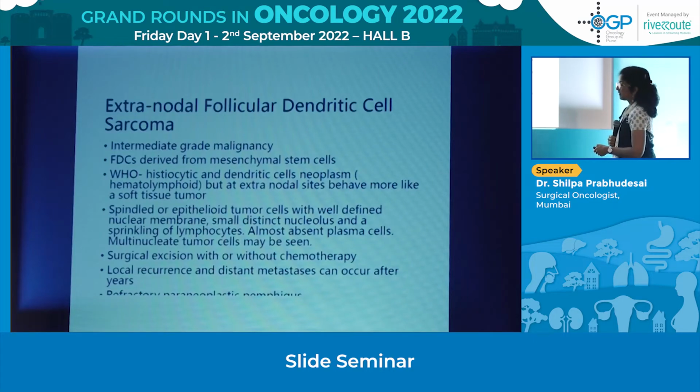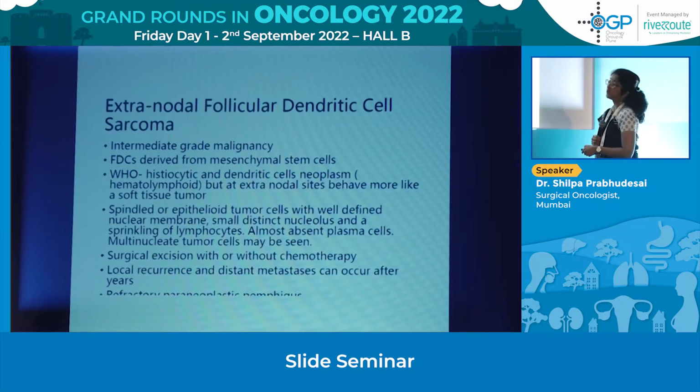And there is a paper from our lab about extranodal follicular dendritic cell sarcomas, which are considered intermediate grade malignancies. And although it comes under the histiocytic and dendritic cell neoplasm category of WHO, these extranodal ones behave more like a soft tissue tumor, and they're treated like that, typically with resection, with or without chemotherapy. And what I showed you was a very classic morphology of these FDC sarcomas. Another important clue is almost absent plasma cells, and multinucleate tumor cells may be seen. Local recurrence and distal metastasis can occur, but sometimes the gap is several years.